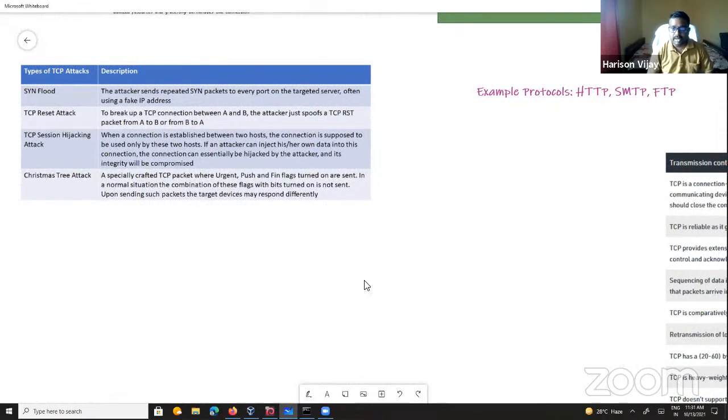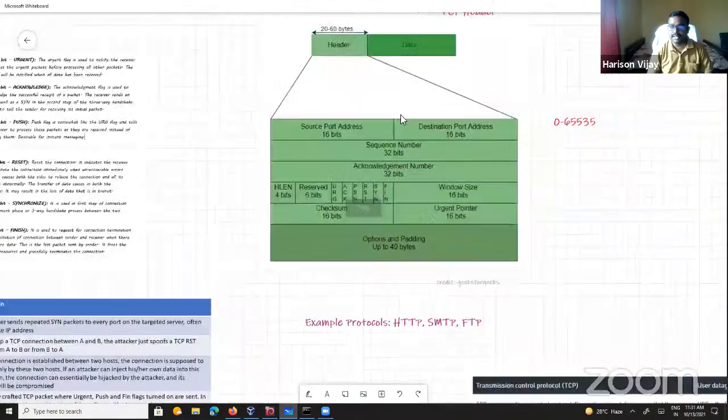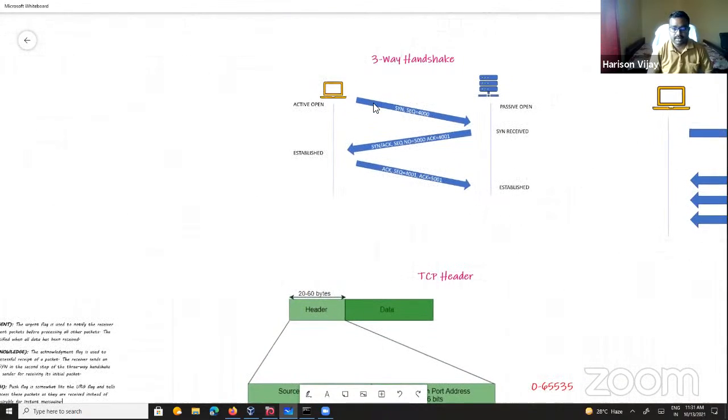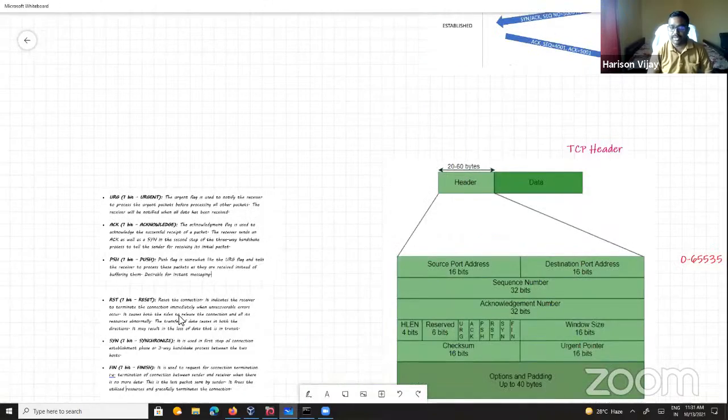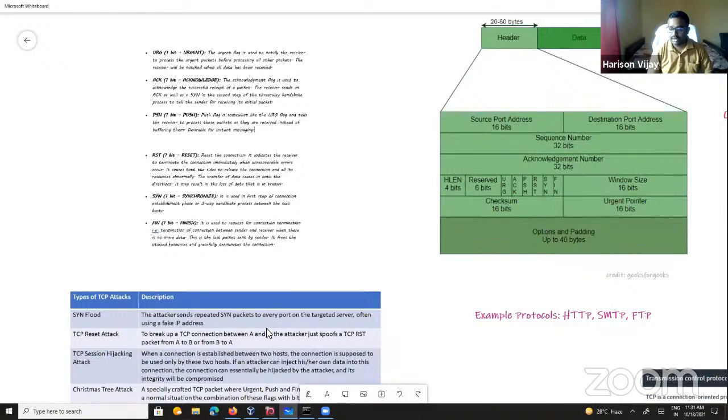So if you remember yesterday, I mentioned during the three-way handshake, you'll have a SYN packet that gets sent. So in a SYN flood attack, the attacker repeatedly sends SYN packets to every port on the targeted server. Now, whenever the attacker sends a SYN packet, the computer has to reserve some resources, for example, memory. If an attacker keeps filling up that buffer, the system will eventually run out of resources and it will cause a system crash.